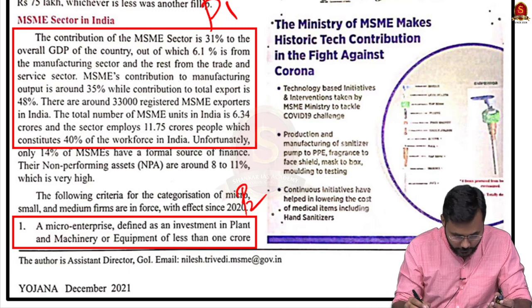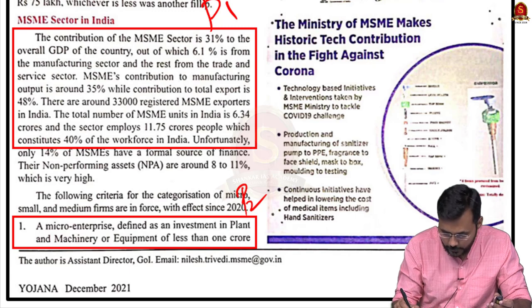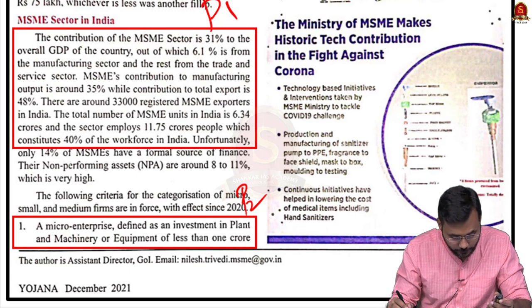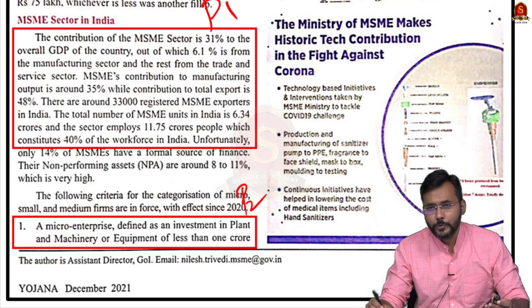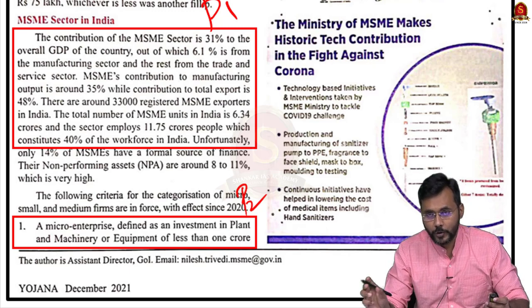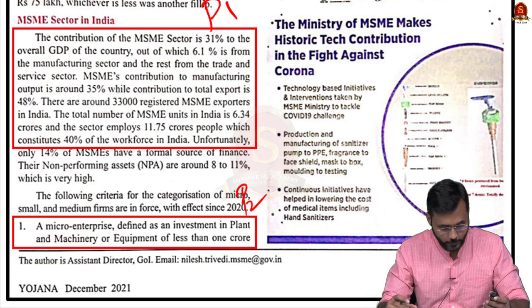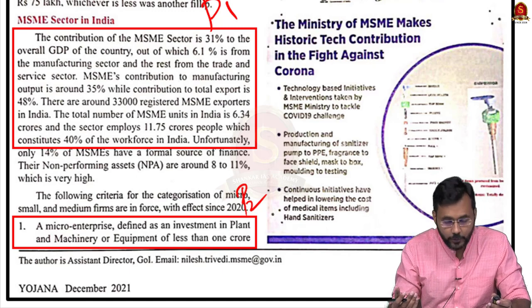And also MSME's contribution to GDP. The GDP contribution of MSME is around 31%. In that 31%, the manufacturing sector contributes around 6%, and the remaining comes from the service sector. These are some factual information which you can use for your answer writing regarding micro, small and medium enterprises, and their impact on the Indian economy. We can relate all these things. They have also given that right now we have around 33,000 registered MSME exporters in India.